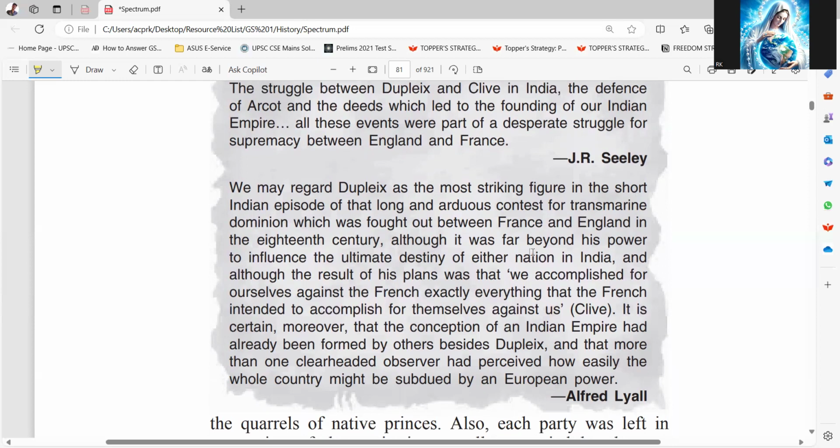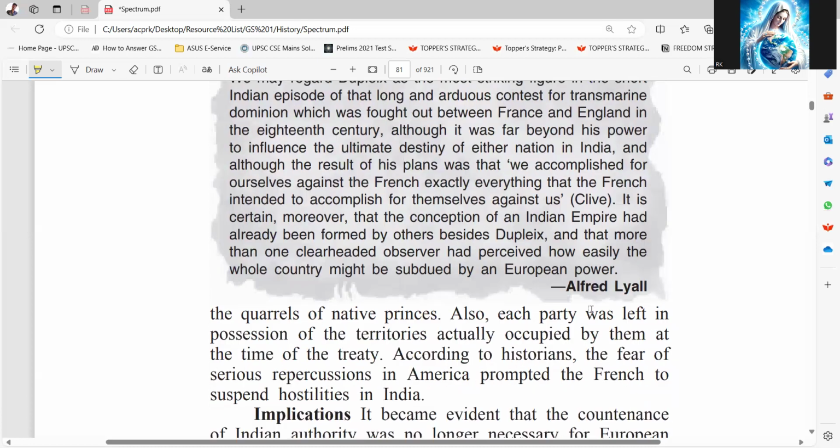Although it was far beyond his power to influence the ultimate destiny of either nation in India, and although the result of his plans was that we accomplished for ourselves against the French exactly everything that the French intended to accomplish for themselves against us, Clive. It is certain, moreover, that the conception of an Indian Empire had already been formed by others besides Dupleix, and that more than one clear-headed observer had perceived how easily the whole country might be subdued by a European power. Alfred Lyall.